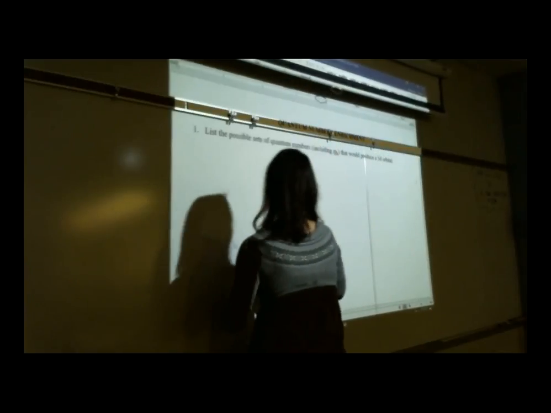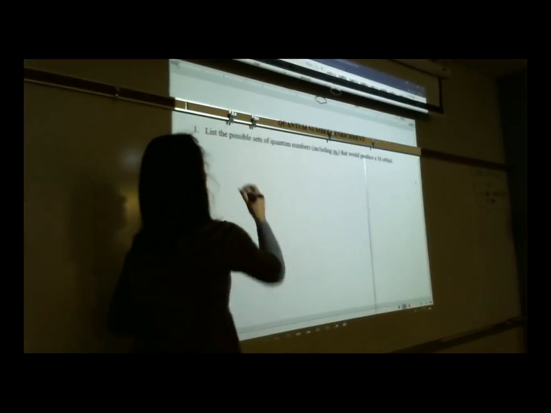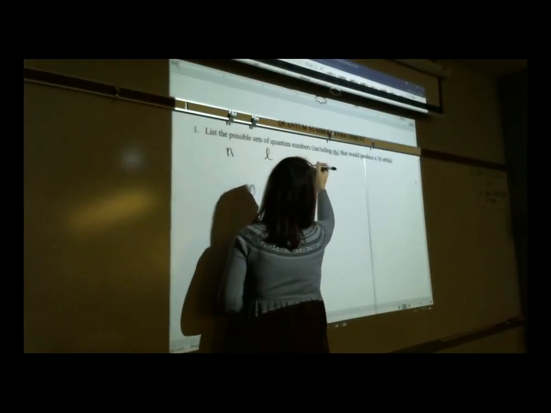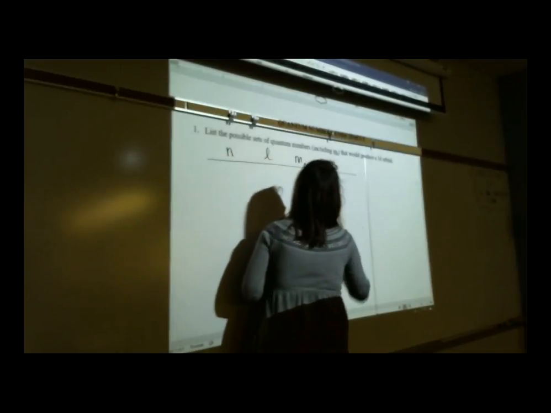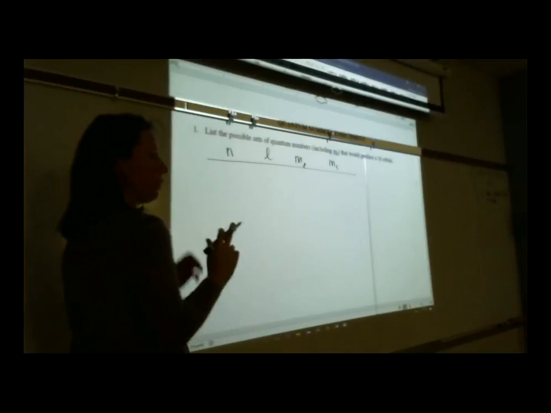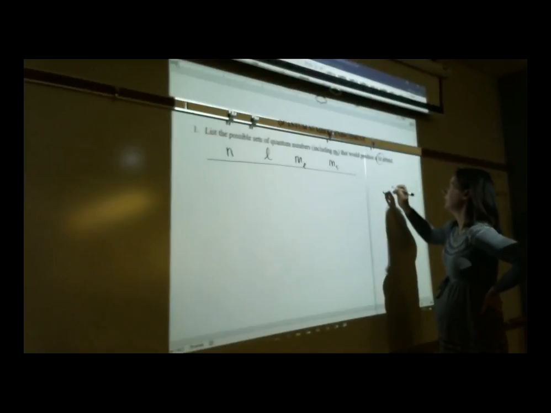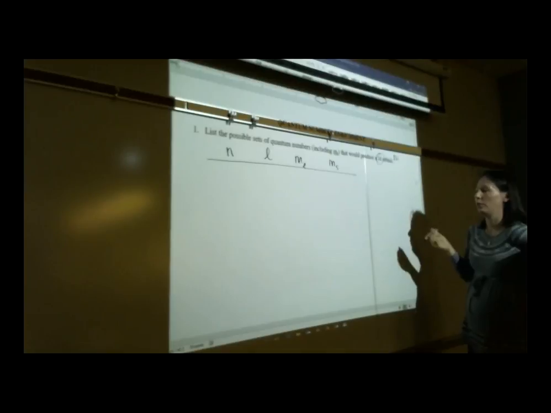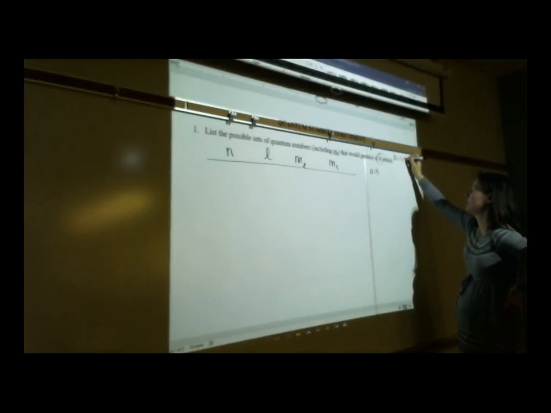All right. So, a set of quantum numbers includes 4 numbers, right? They are n, l, m sub l, and m sub s. You have to have all 4 of these for it to be a set of quantum numbers. Let's review what n is. Now this is 3D, right? So n equals what? Well, for 3D, n equals 3, yes. But what is n? n equals size, right?